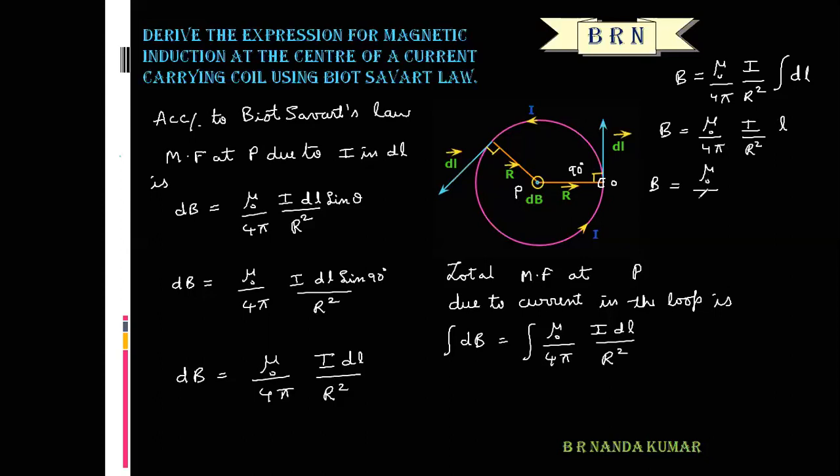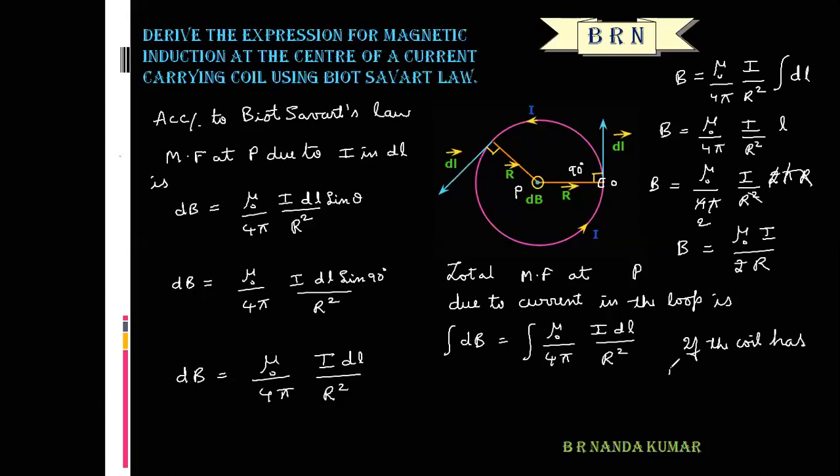So mu naught divided by 4 pi, I divided by r square. The length of the circular loop is 2 pi R, where R is the radius. This is the length of the loop, exactly equal to the circumference. So R cancels, pi cancels, 2 ones are 2. Finally we get B is equal to mu naught I divided by 2R.